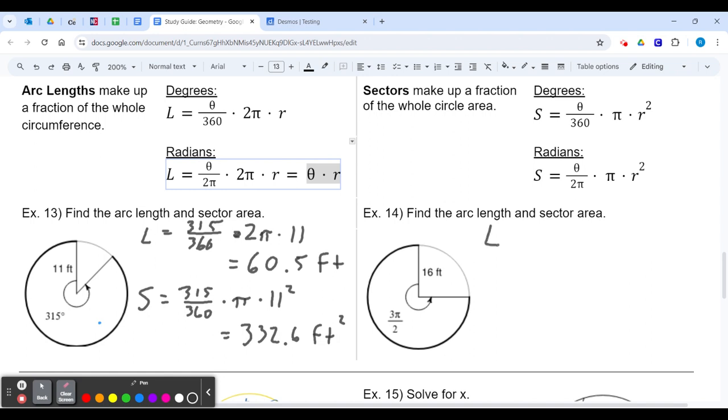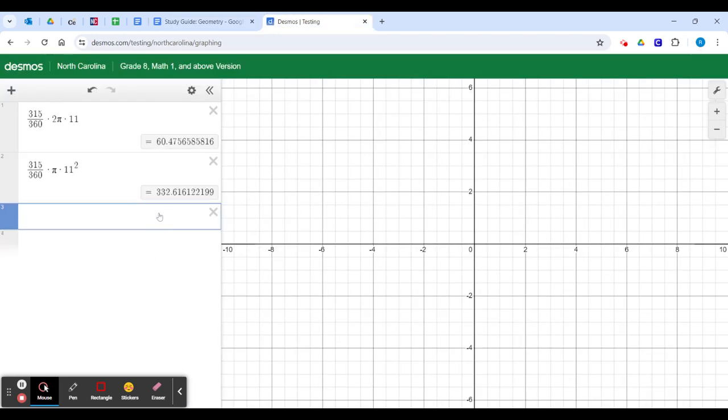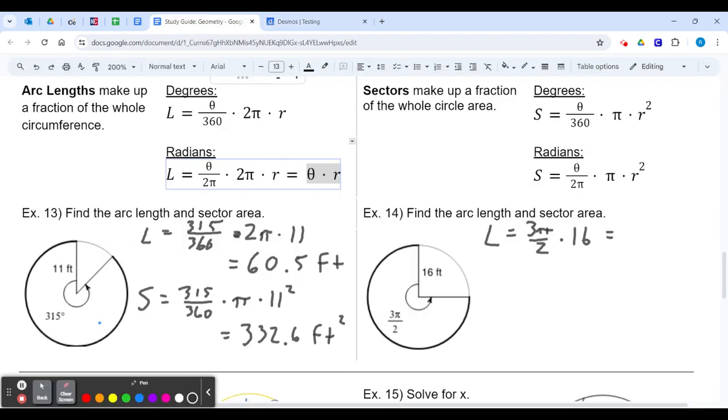So in this case, my arc length here is just going to be 3 pi over 2 times r, which is 16. And if I throw that in, 3 pi over 2 times 16, I'm going to get 75.4. And this is in feet. And then that sector area, a little more complicated equation.